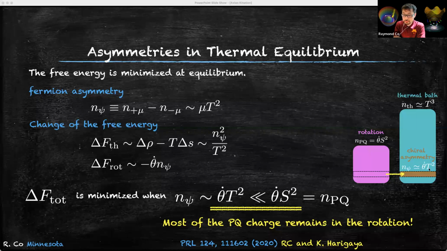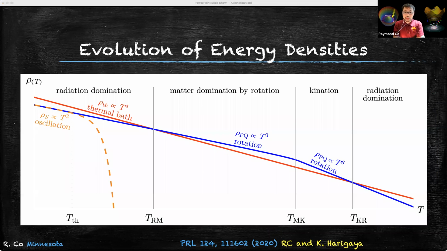What will be important to remember for the later part of the talk is this fermion asymmetry. It's given by theta dot times T squared. This is the standard scenario if you have some asymmetry in the bath, except that in this case the chemical potential of the fermion is given by theta dot, the angular velocity of the axion. This will be important when we discuss baryon asymmetry. But for now, let me continue with the discussion of the evolution and how that affects gravitational waves.